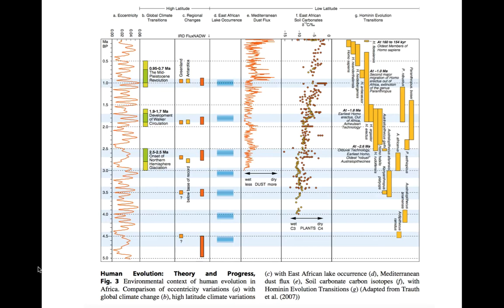As you can especially see with regard to changes in the soil carbonates in column F of the chart, showing the overall trend from a wet to dry environment in East Africa, there also appears to be corresponding changes observed in the fossil record with regard to the evolution of hominids.